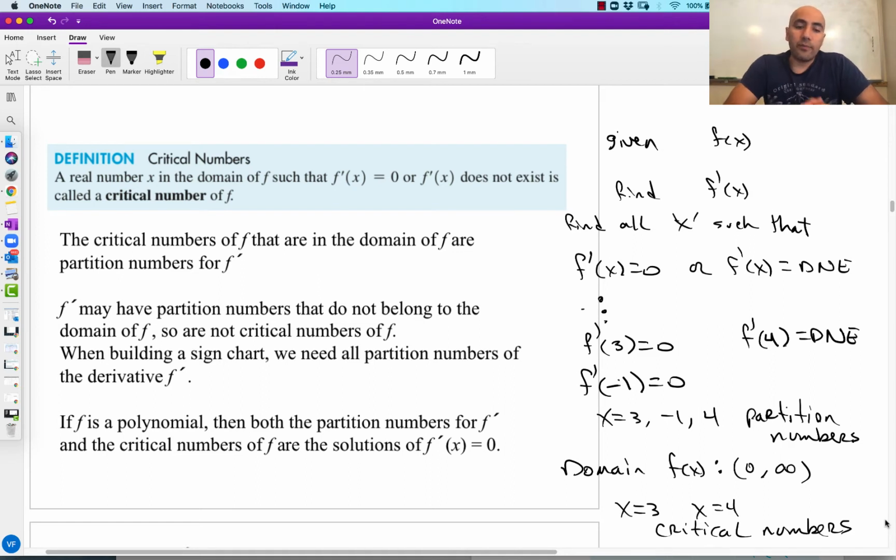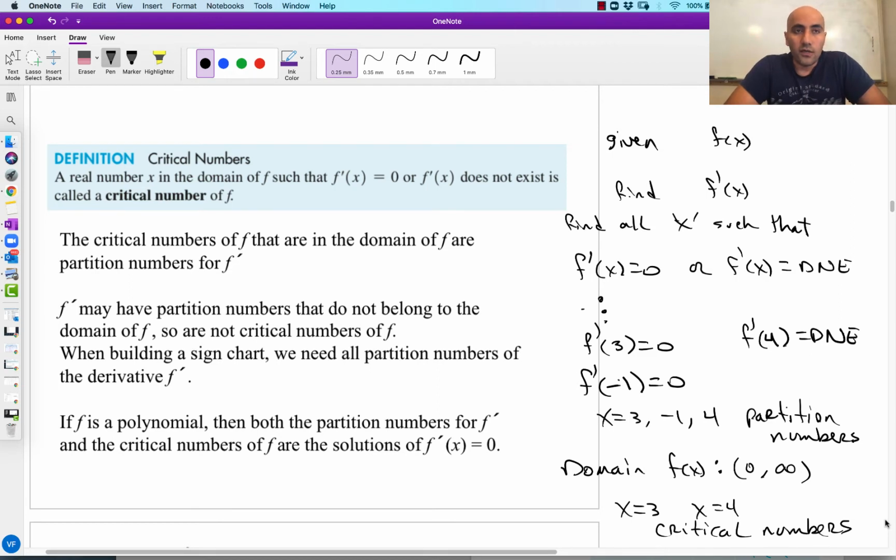Okay. When we're dealing with a polynomial, polynomials are really nice. There are no weird vertical asymptotes anywhere. There are no breaks. They're continuous. So if we're dealing with a polynomial, then both the partition numbers for f prime and the critical numbers of f are the solutions of f prime of x equals 0. Why is that? Remember, the domain of a polynomial is all real numbers, so there's never going to be a case where you find a partition number that's not in the domain of f.